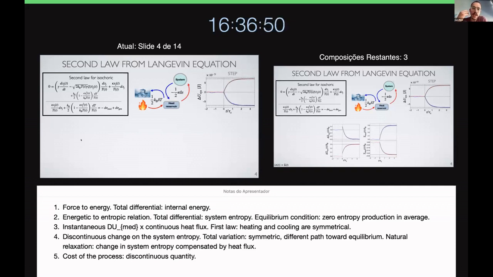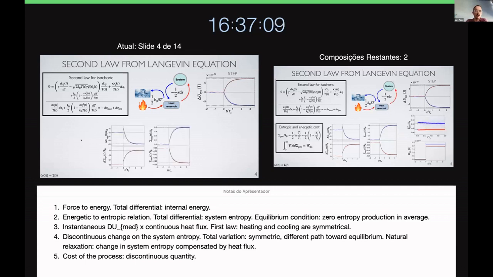There is an instantaneous change on the internal energy of the bath that's given by this variation in temperature. And this instantaneous change is followed by a continuous process in which there is a heat flow between the system and the heat reservoir. If you just look at the internal energy, this heating and cooling process are completely symmetrical. But if you use this formalism to look at the variation in system entropy and the medium entropy, we start to see the asymmetries of this process.